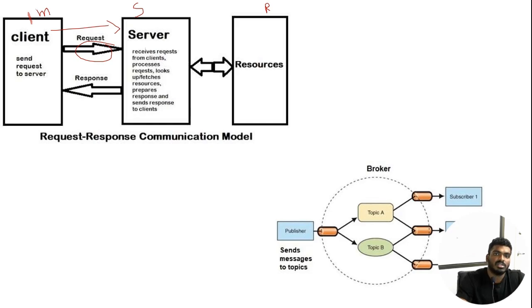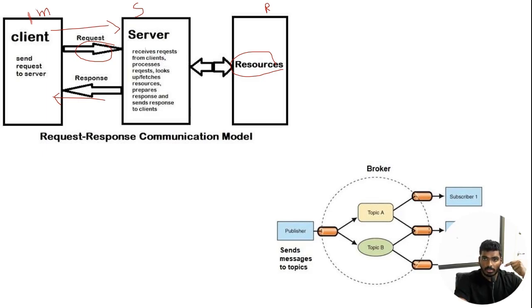After receiving the request from the client, the server processes it. It looks up and fetches the resources, and sends the response to the client. Then your mobile will show you the weather. It is just like a conversation between the client and the server.